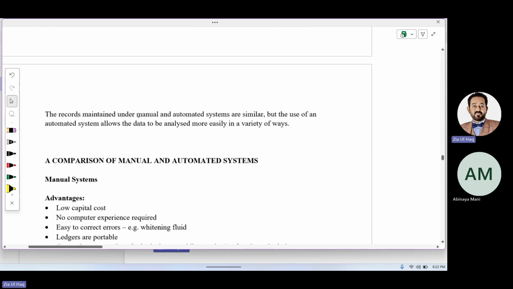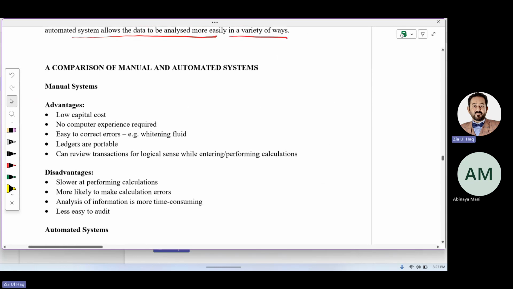The records maintained under manual and automated system are similar, but the use of an automated system allows the data to be analyzed more easily in a variety of ways, meaning there will be fewer human errors and you can perform calculations quickly. What are the advantages and disadvantages of manual system?